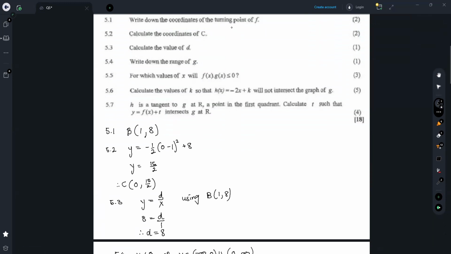So now to g at R. Point R in this case could be the one that we've labeled as either G or Q in the first quadrant, so now we know that R will take on the values that Q has. Now they say calculate t such that y equals f of x plus t intersects g at R. Meaning, by how much have they increased or decreased the function such that it intersects the function of g at that point.